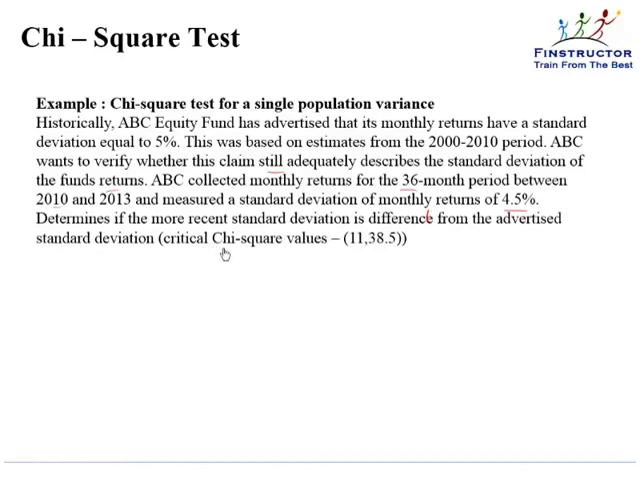Critical chi-square values are between 11 and 38.5. The procedure for hypothesis testing remains the same. Only the critical value will come from the chi-square table that is given, and the test statistic for a chi-square test will be given as chi-square equals n minus 1 into the observed variance upon the hypothesized variance. Please conduct the test.